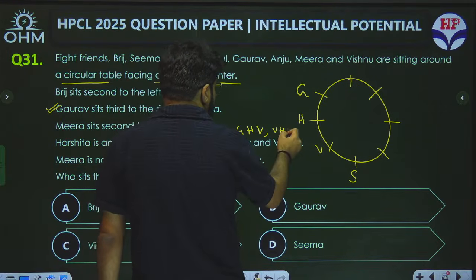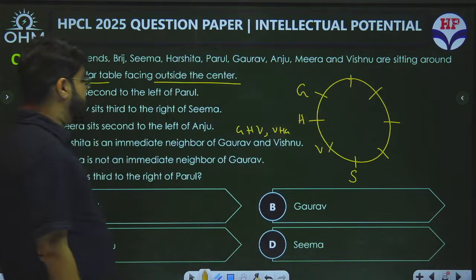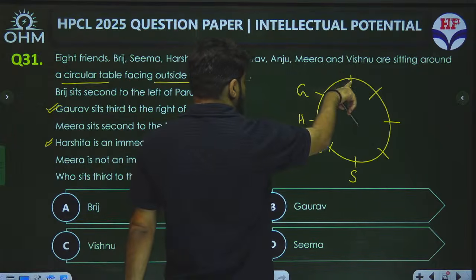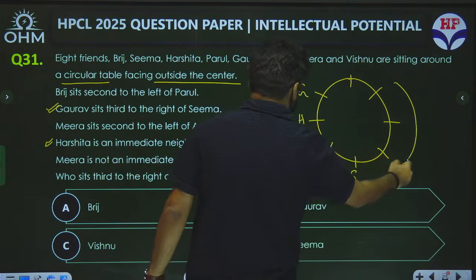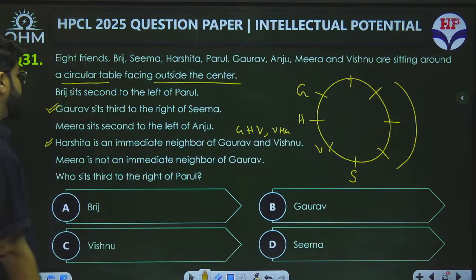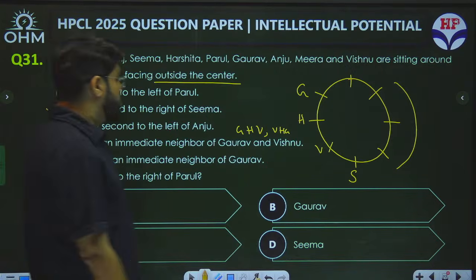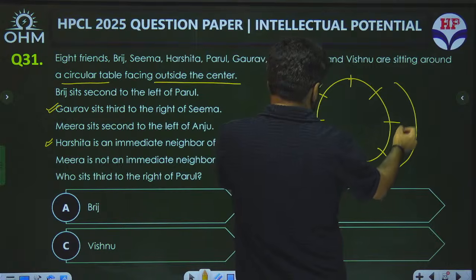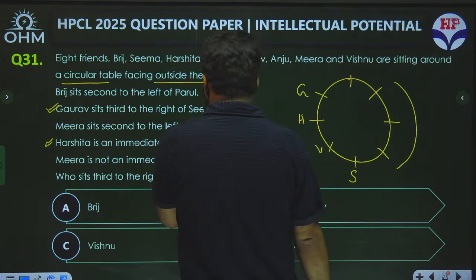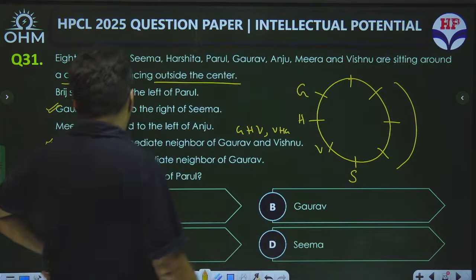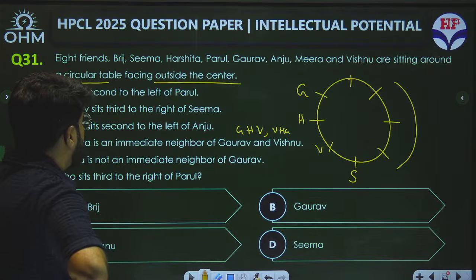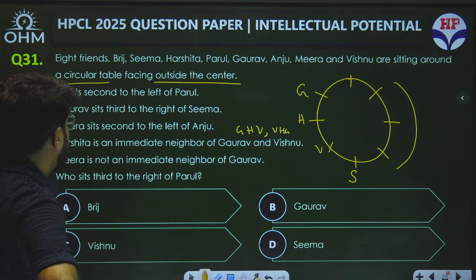V, H, G as I told you, if I go clockwise. So if I try this way, suppose I have used this. Meera is not an immediate neighbor of Gaurav, so Meera cannot come up here, but Meera can come up anywhere here. Then Meera is second to the left of Anju, or Anju is second to the right. Meera then cannot be here, Meera can be here. Still, there is something missing, I think, in the question. Harshita is an immediate neighbor of Gaurav and Vishnu. That is clear. Vishnu can come up here.